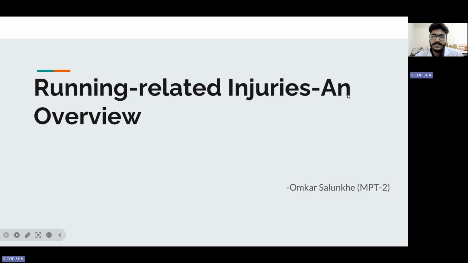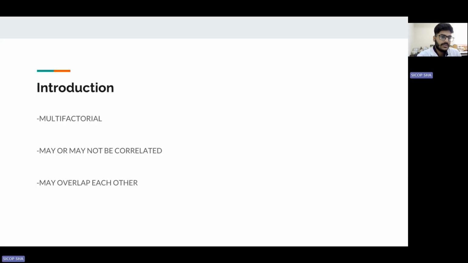Well, first, to understand, the running injuries itself are multifactorial in nature. That means that it is not just one factor which is affecting it, but it is multiple factors. These factors may or may not be correlated to each other. So one factor might cause you an injury, then it might lead to another injury, or it might lead to triggering of the other factor. And these factors can overlap each other and cause further injuries.